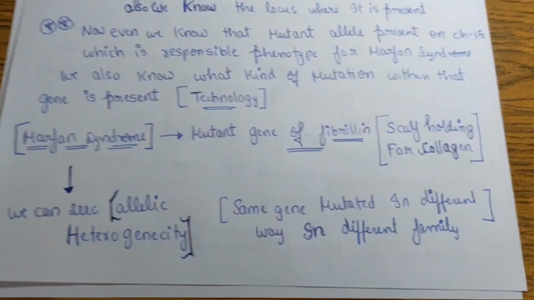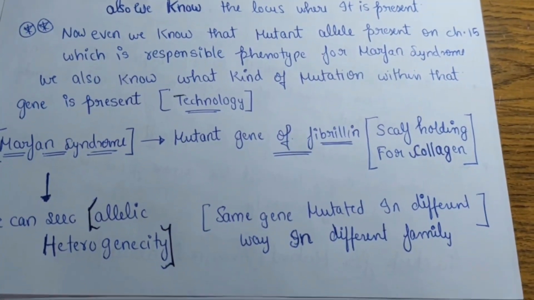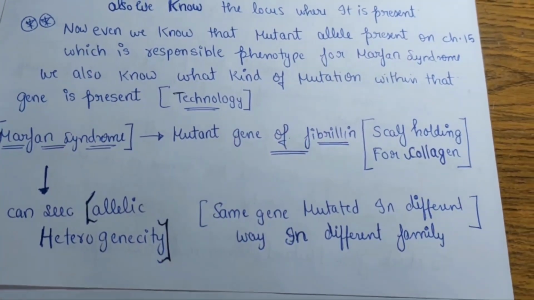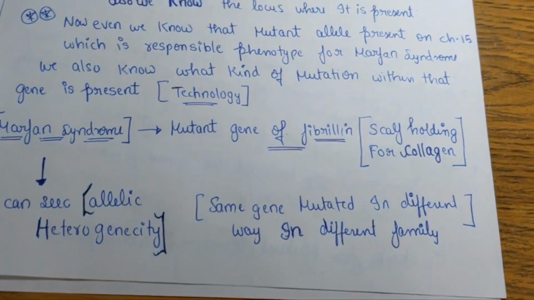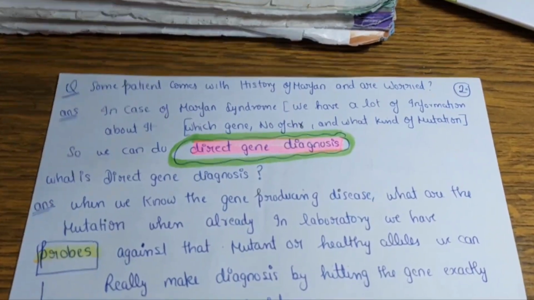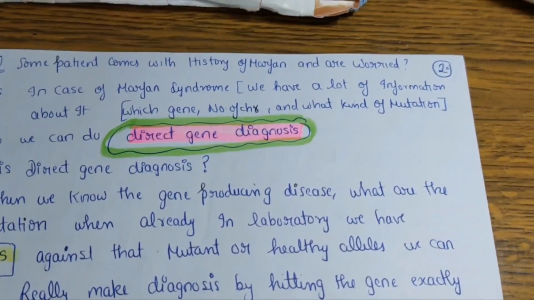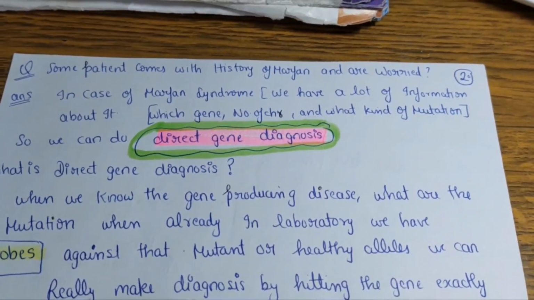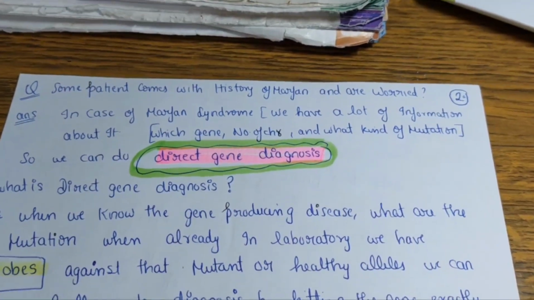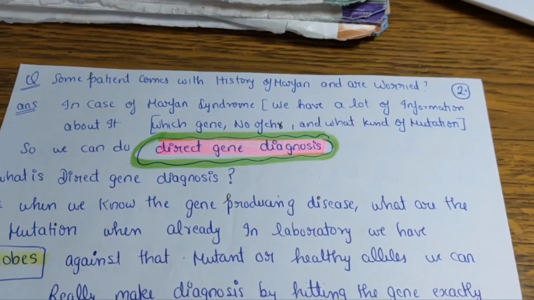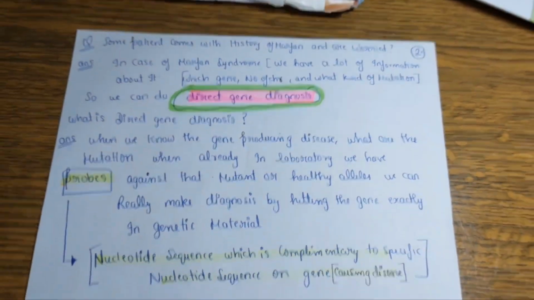There is a disease called Marfan syndrome. In Marfan syndrome, the gene for fibrillin is mutant, and fibrillin acts as a scaffolding protein for collagen. In the case of Marfan syndrome, we have a lot of information. We know on which gene the mutation occurs, on which chromosome that gene is located, and what kind of mutation it is. So for such a disease, we can do direct gene diagnosis.